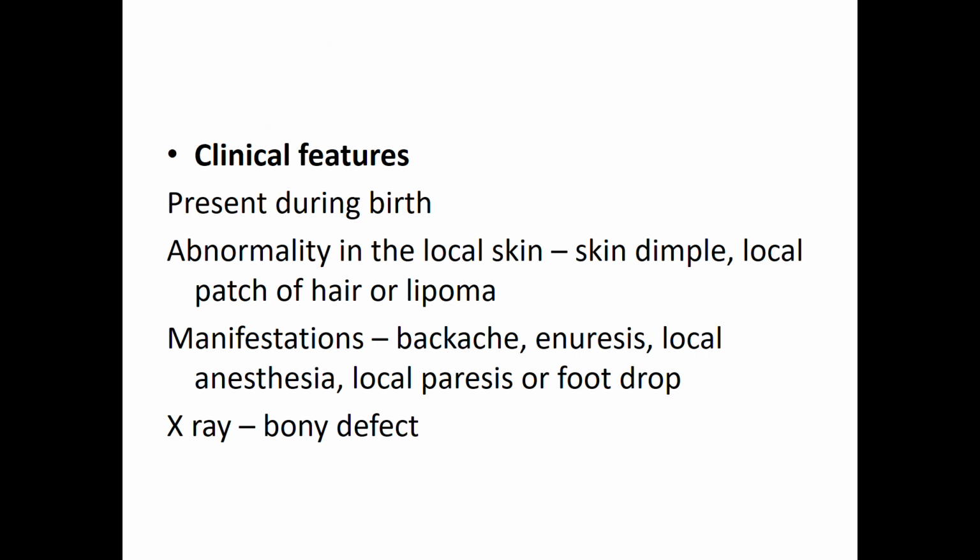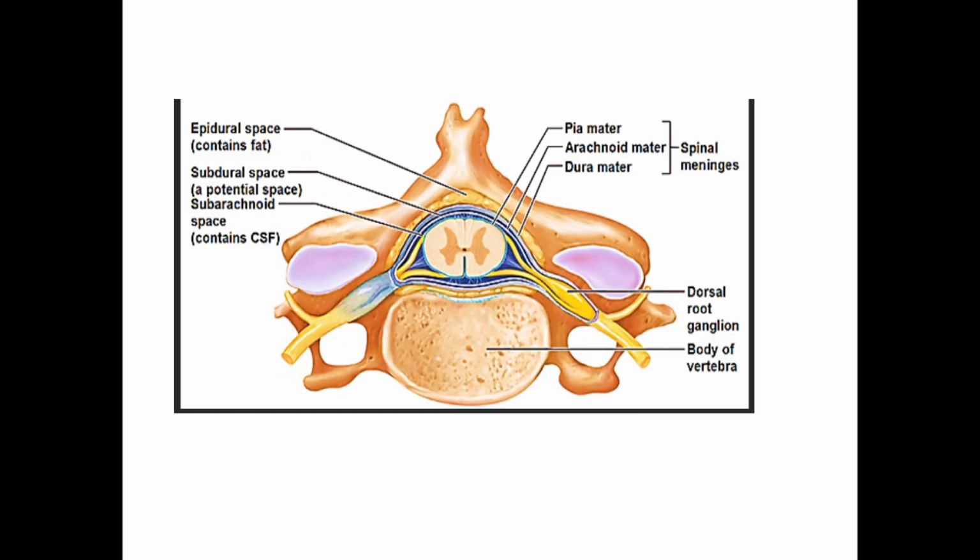So clinical features: this is usually present from birth, and as we saw, there can be a dimple or depression, a local patch of hair or lipoma, and manifestations can include backache, enuresis, local anesthesia, local paresis, that is weakness, and foot drop. And on the X-ray, this bone defect can be visualized.